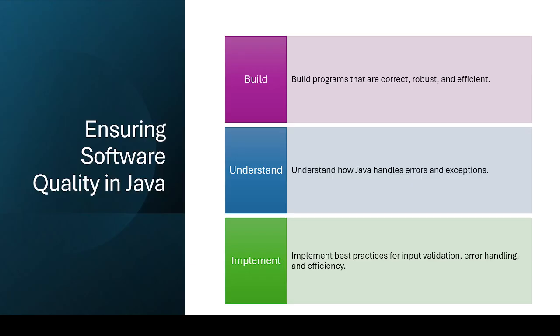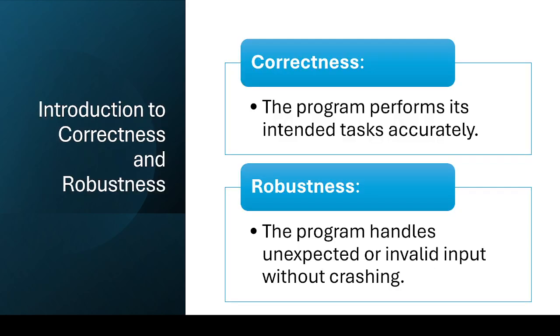First up, we have ensuring software quality in Java. That means we build programs that are correct, robust, and efficient. We understand how Java handles errors and exceptions, and we implement best practices for input validation, error handling, and efficiency. Correctness means the program performs its intended tasks accurately, and robustness means the program handles unexpected or invalid input without crashing.